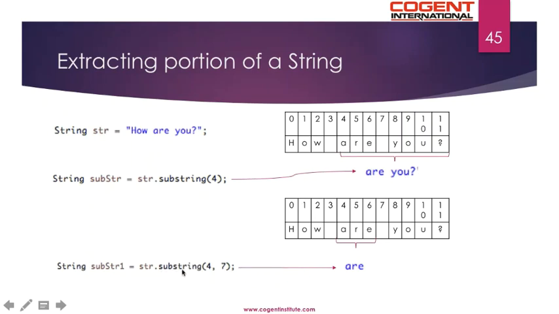Next, when we invoke substring on the string object and pass the start and the end index, the start index is 4 and the end index is 1 less than the end index. So the string "are" is extracted and assigned to substr1.